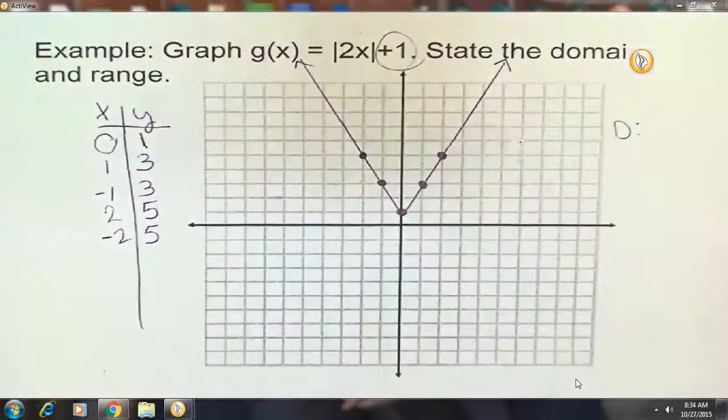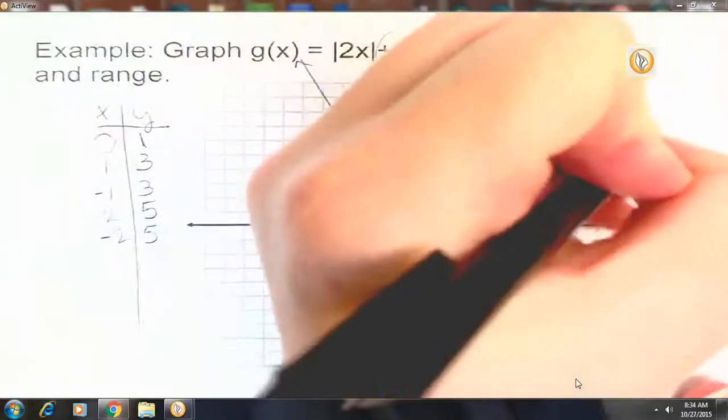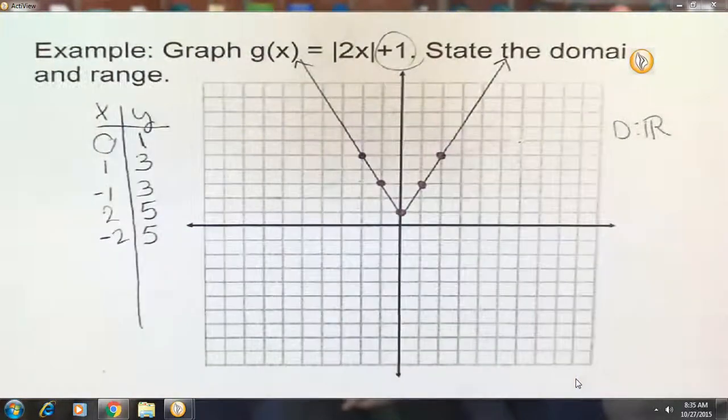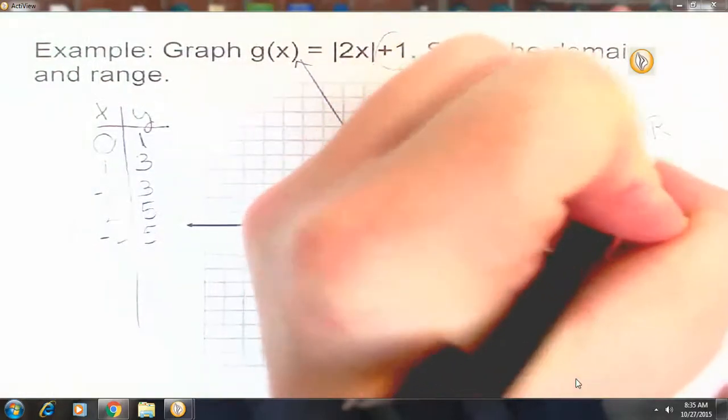Okay, what's our domain? What numbers can we put in for x? All real numbers. We can put anything we want. We could have put fractions and decimals, negatives, positives, anything that we wanted in for x. We weren't limited. How about our range?